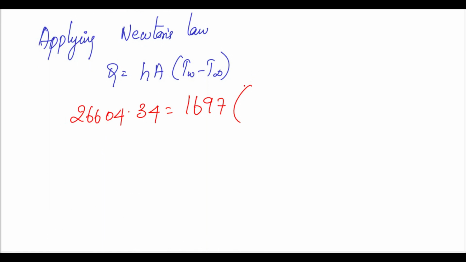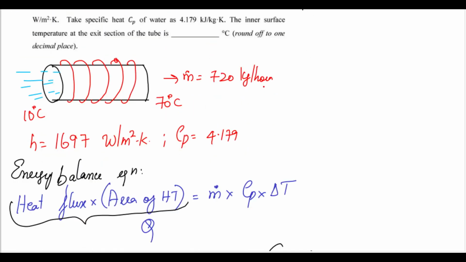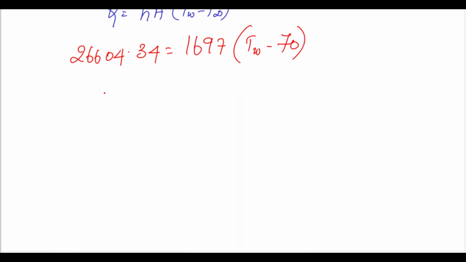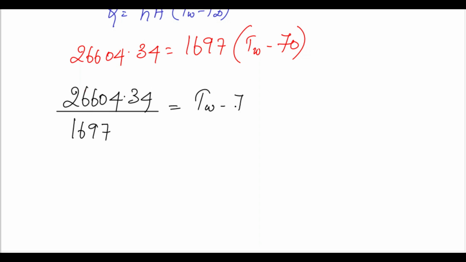What is required is the tube temperature at the exit wall, T wall. T infinity is nothing but the water which is inside the tube. So this is T wall, and this is T infinity, which is away from the wall. T wall minus T infinity, the temperature of the water, is 70. We have only one unknown and one equation. So finally, 26604.34 divided by 1697 should be equal to T wall minus 70.